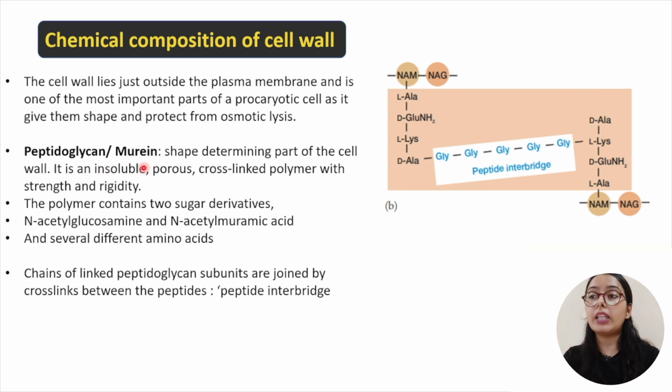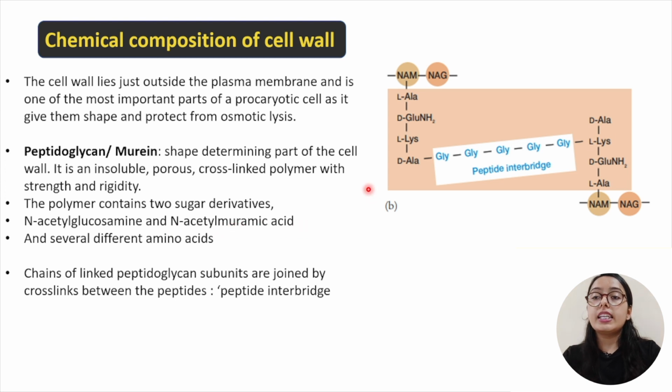This peptidoglycan is the shape-determining part of the cell wall, and it is an insoluble, porous and cross-linked polymer with strength and rigidity. As we just said, this peptidoglycan is a polymer. It is a polymer of two sugar derivatives, which are N-acetyl glucosamine and N-acetyl muramic acid.